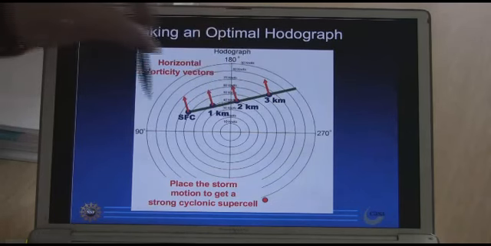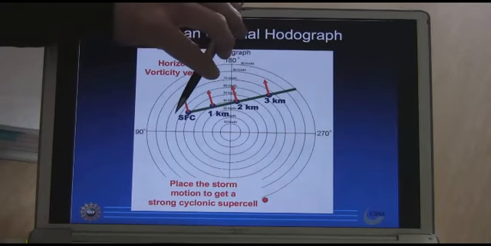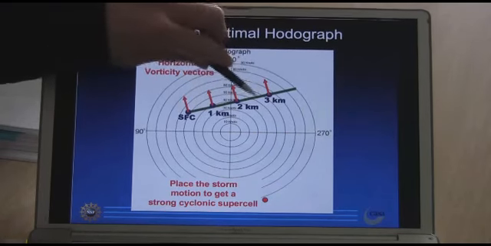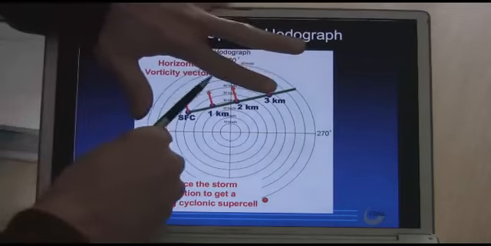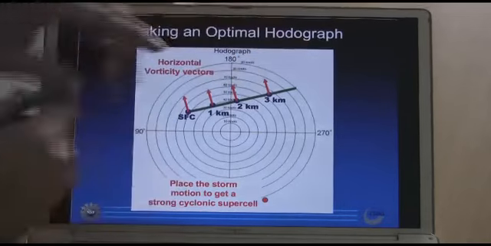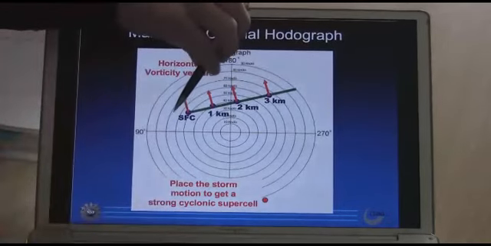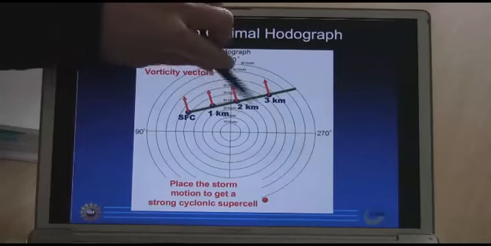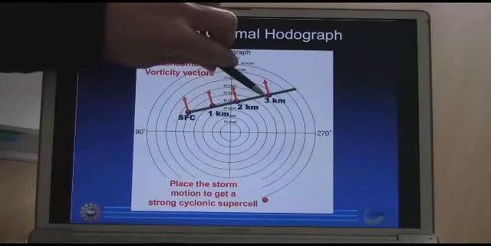In this case, notice what the helicity is. From the surface to 3 kilometers, what direction is it going? It's going anti-clockwise. So it would be this triangle right here. But it's negative because as I go from the tip of the storm motion vector, surface up to 3 kilometers, this thing is rotating not clockwise, but anti-clockwise, counterclockwise.